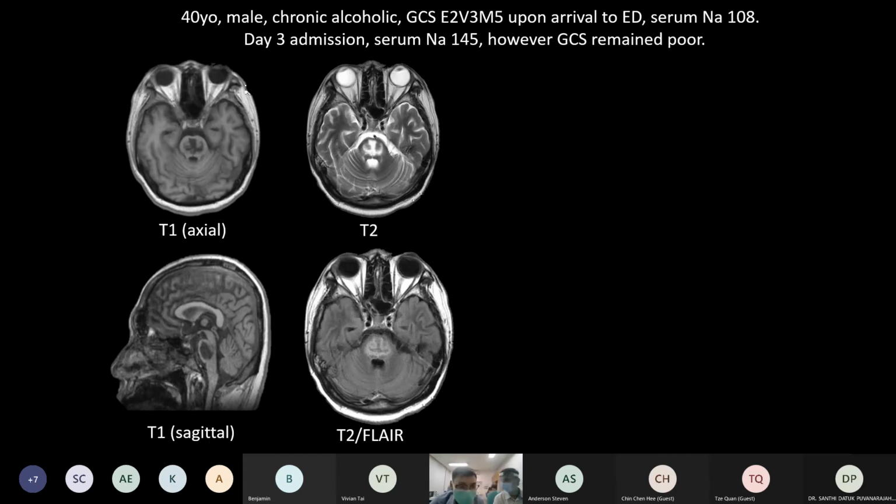As you can see here, this is a T1. Both of these are T1, the axial and the sagittal. And you can see that it's a so-called trident shape. There's a three-pointed star like a Poseidon trident.